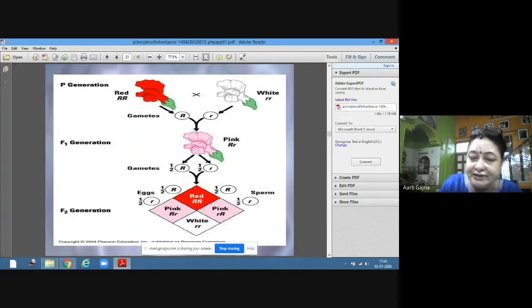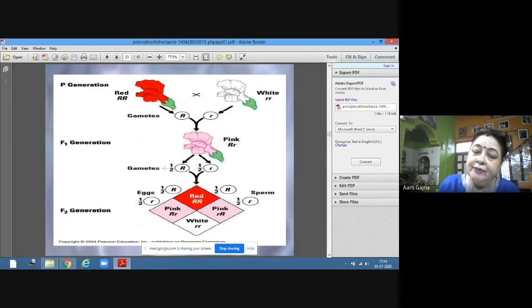Now what happens when these pink flowers, that is the F1 generation, are self-pollinated? What would be the result? Capital R, small r, these are the gametes of eggs and these are the gametes of sperm. And if we draw the Punnett square, we will get 25% red, capital R, capital R. 25% white, small r, small r. But 50% are pink. That is capital R, small r.